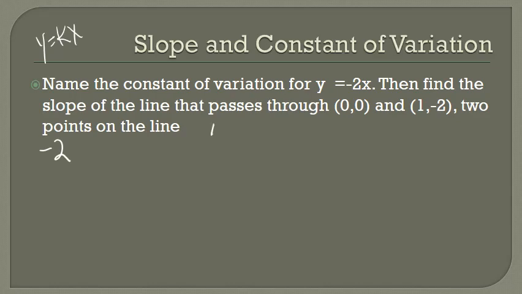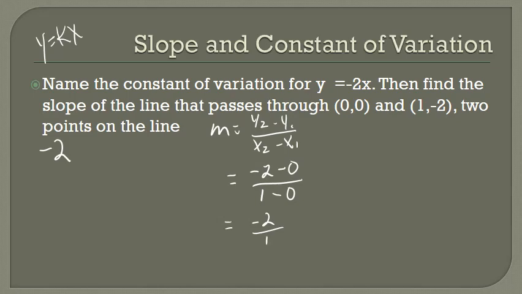Let's find our slope. We're going to use our slope formula. m equals y2 minus y1 over x2 minus x1. Let's just plug this in. y2 is -2. y1 is 0. So we got -2 minus 0 over x2 is 1 and x1 is 0. So we got 1 minus 0. And this is going to equal -2 over 1.